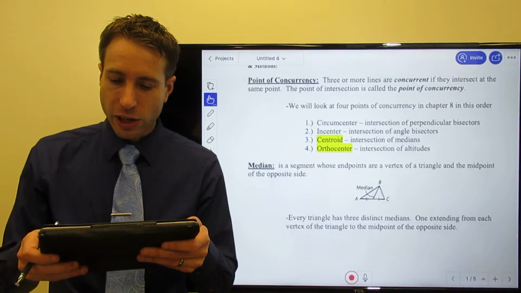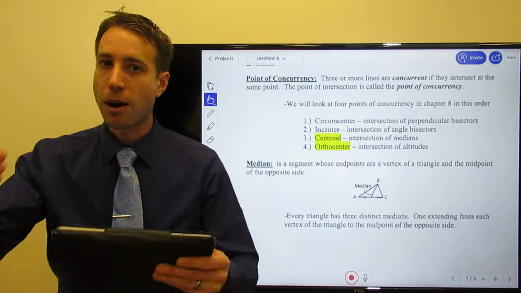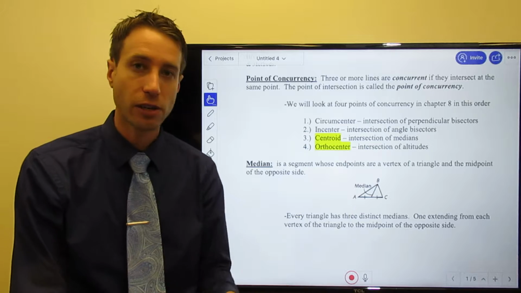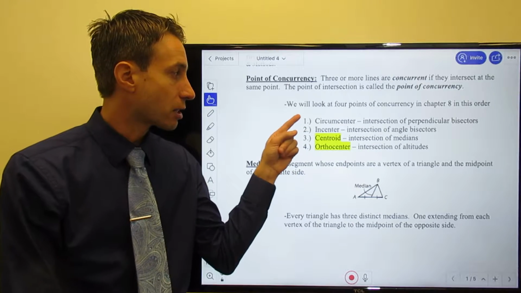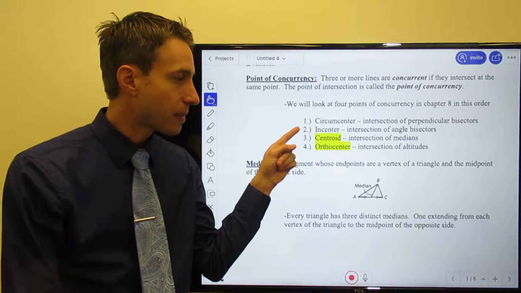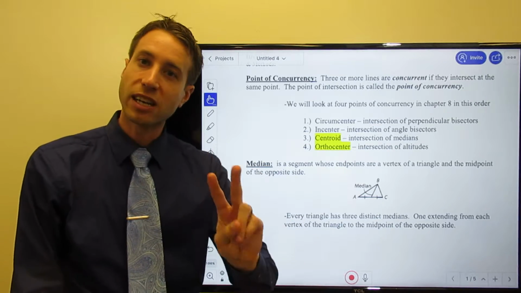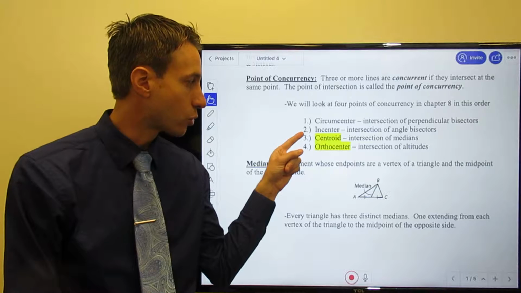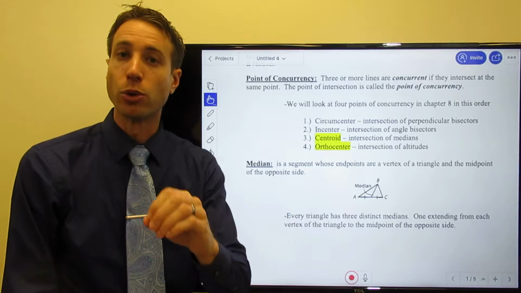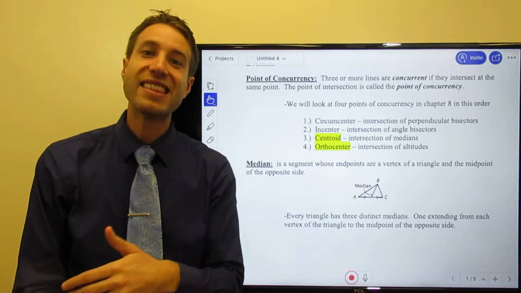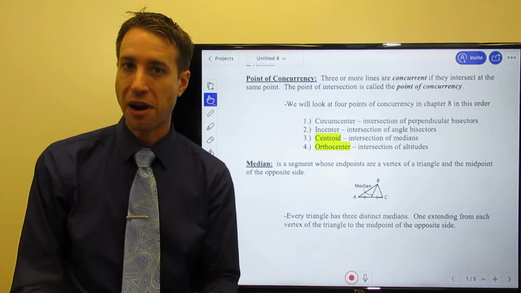Again, point of concurrency, we're seeing this common theme. We're finding the points of concurrency of a triangle. We've already talked about the circumcenter. We've already talked about the incenter. And here in this set of videos, in these notes, we're going to cover the last two, the centroid and the orthocenter. We'll talk about the centroid first, and then we'll talk about the orthocenter after that.